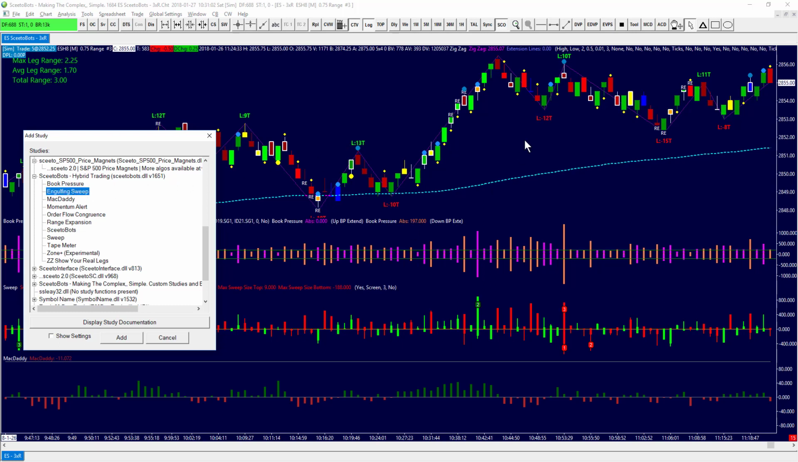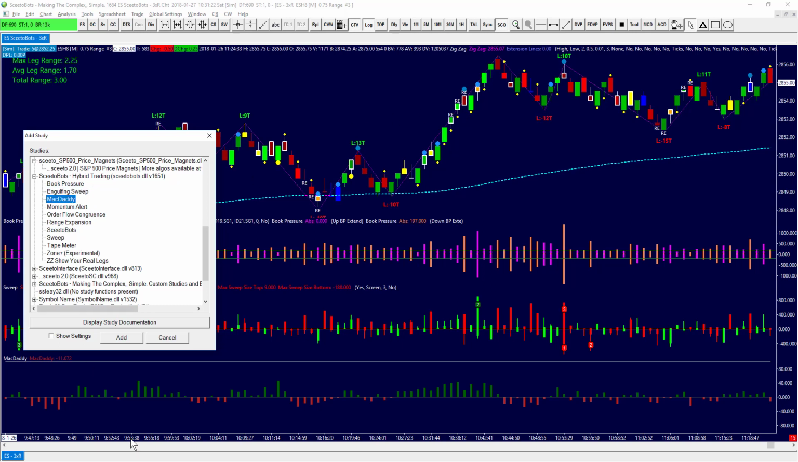We have Engulfing Sweep, which are these white boxes around some bars, and that's when orders in the order book or transactions in the order book sweep out a predetermined amount of other orders in the order book. So that's pretty magnificent. It can happen at what we call either breach points or turning points.